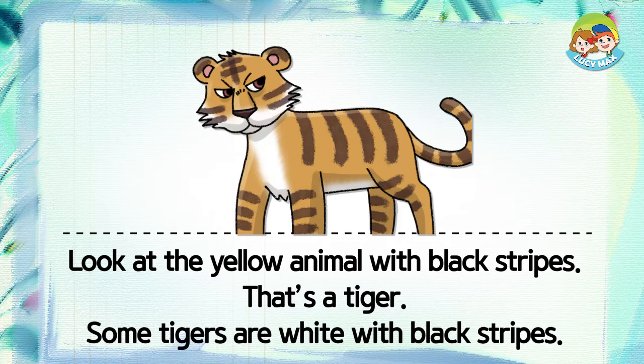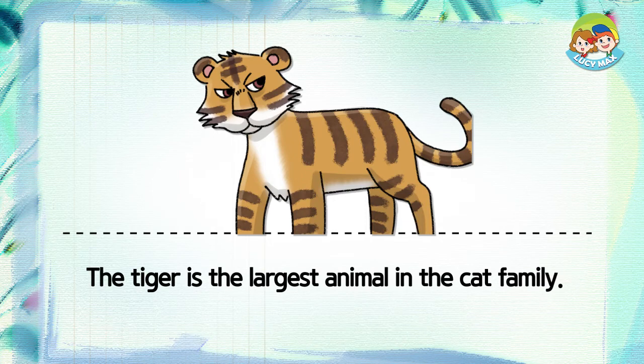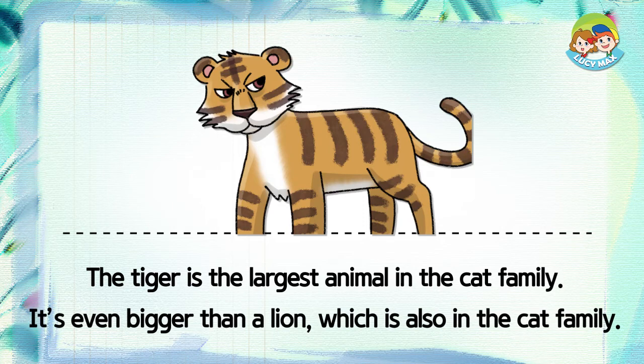Some tigers are white with black stripes. The tiger is the largest animal in the cat family. It's even bigger than a lion, which is also in the cat family.